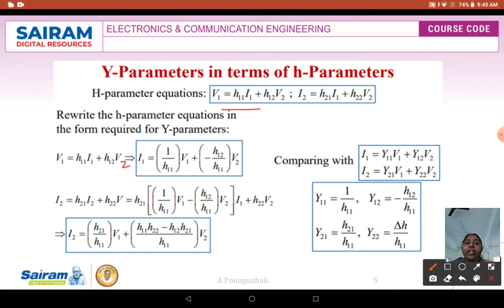Now I have got my I1 equation and I2 equation. I2 should be in terms of V1 and V2, but here we have the I1 term present. I should take this I1 and substitute here. So I2 is equal to H21 into I1 plus H22 into V2. Sorry, that was a mistake; this is H22 into V2.